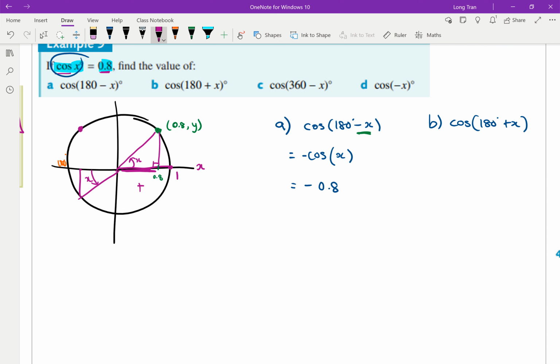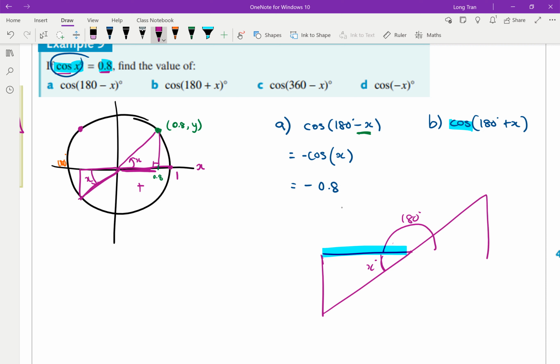So this is my triangle from the x-axis. This is x degrees. And remember, from here to here is 180, so I'm doing 180 plus x. They want me to find the cos, so they want me to find that length there. But I know this triangle's exactly the same as this triangle over here where that is x. So both the lengths have to be the same.